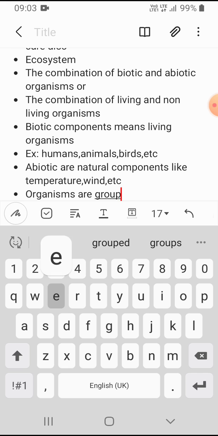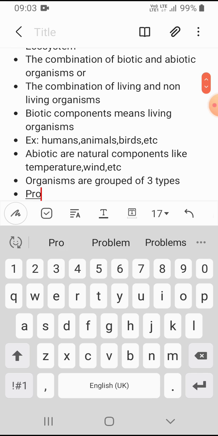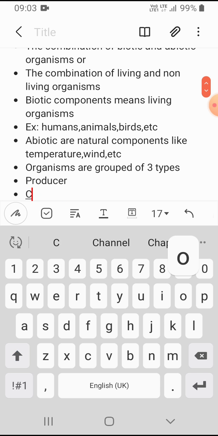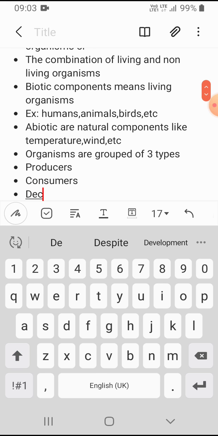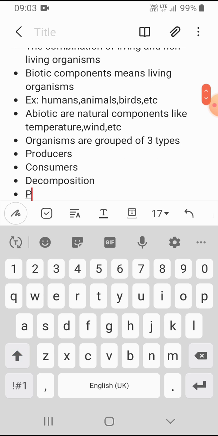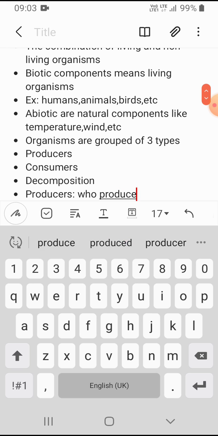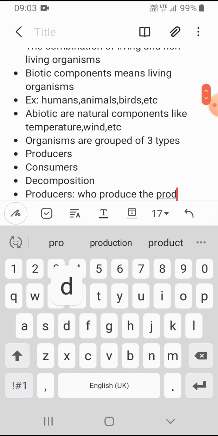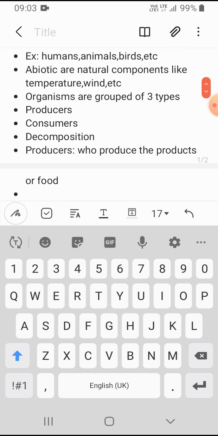In the ecosystem, organisms are grouped into three types, as you learnt in your lower classes, that is producers, consumers, and decomposers. So as you know, producers means who produce the products or food.